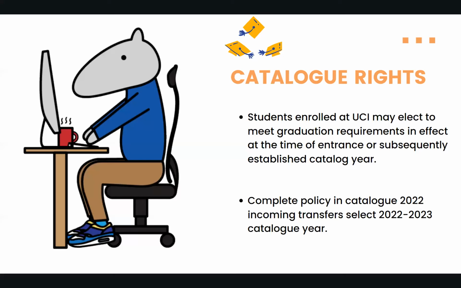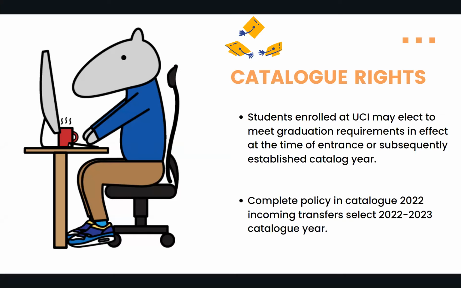And for catalog rights, all students meet these specific requirements. You all follow the 2020-2023 catalog year as a 2022 incoming transfer student. You may elect to follow future catalogs if you feel like that benefits you, but you cannot move back in time to follow, let's say, a catalog from 2015. So just keep that in mind.